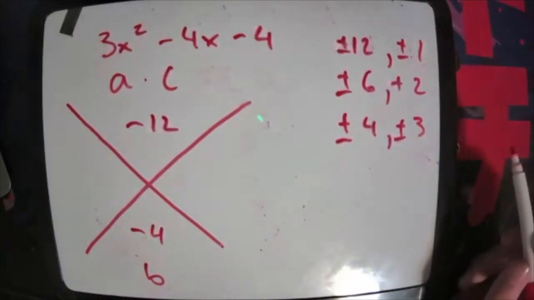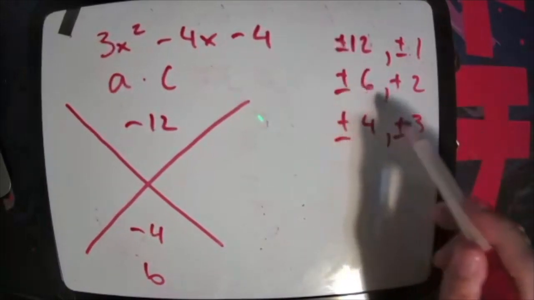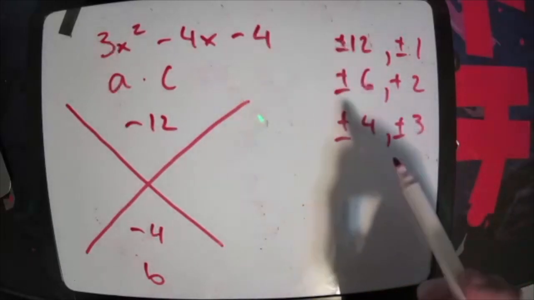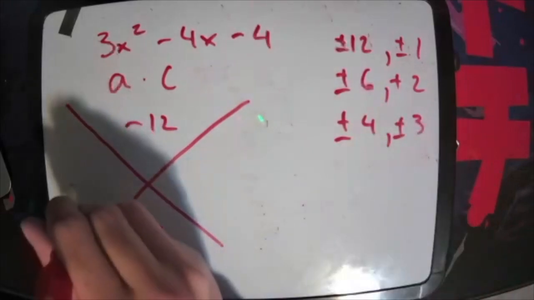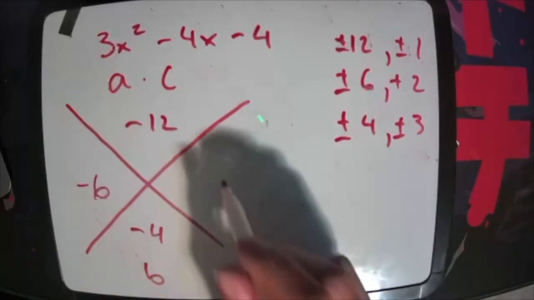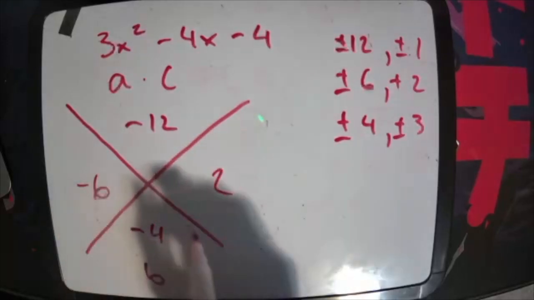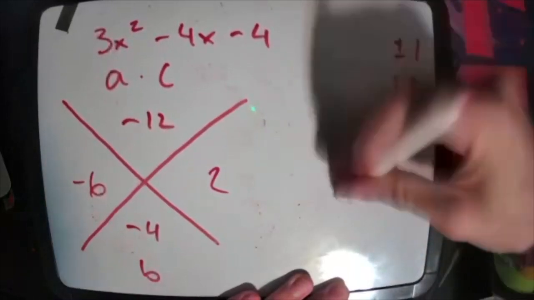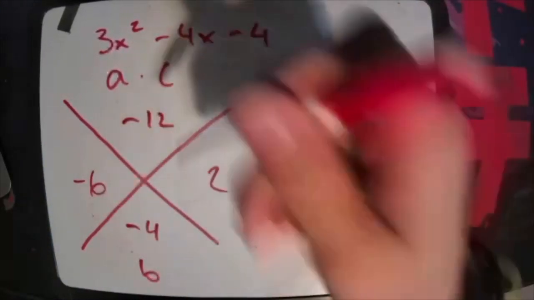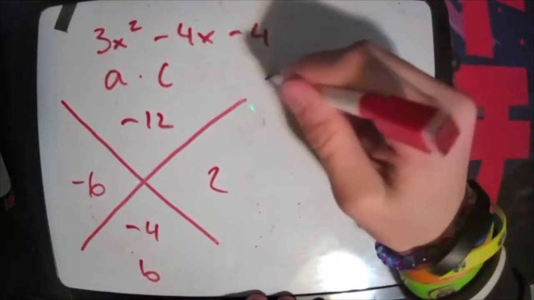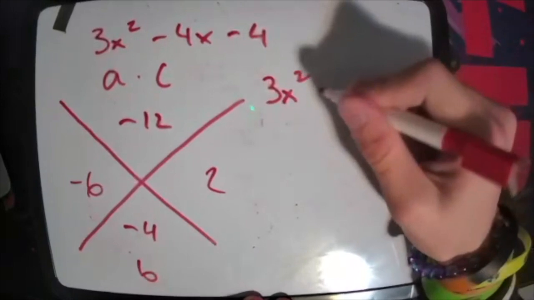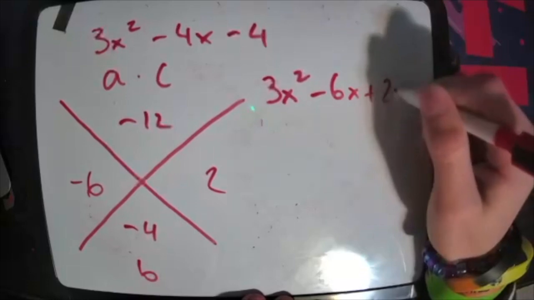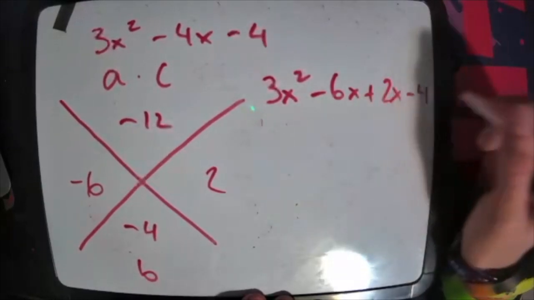Off the bat, I can see that negative 6 times 2 is equal to negative 12. But also, negative 6 plus 2 is equal to negative 4. So, negative 6 and 2. Let's see if that's right. Negative 6 plus 2. Yep. Simple enough. So now, once again, we have to expand the b term. Let's rewrite that: 3x squared minus 6x plus 2x minus 4.